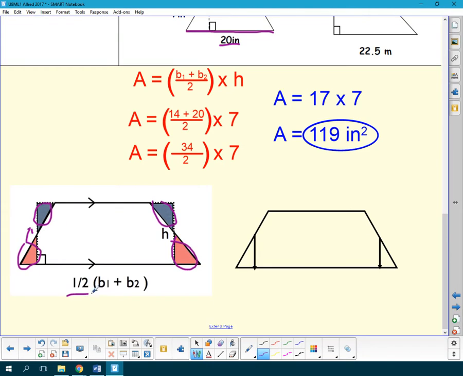That's why you can use this formula 1/2 base 1 plus base 2, because we're trying to find the average base length, much like we took the average push-ups and sit-ups and squats yesterday when we did our early release activity. We're trying to find the average base length because we're trying to turn that trapezoid into a rectangle to work with it a little bit better. That's where the formula comes from. We'll talk more about that when you come to my station.